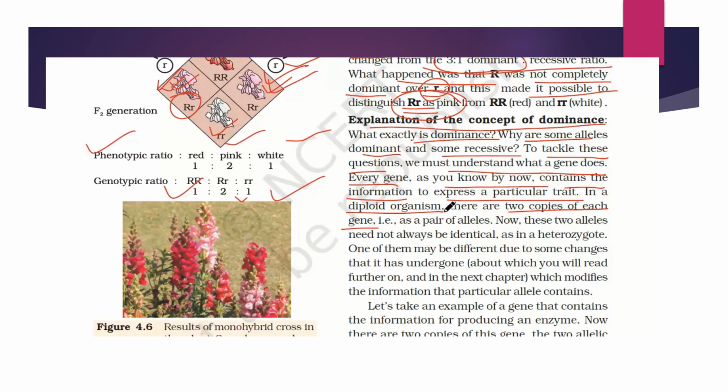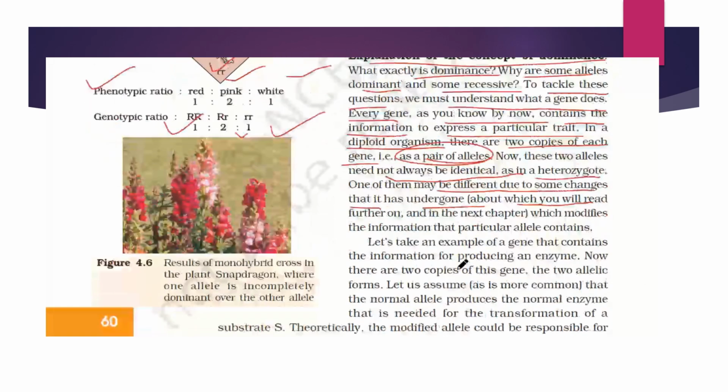We have already studied about a pair of alleles. They are always in pairs. Now these two alleles may not always be identical in a heterozygote. One of them may be different due to some changes, which you will read in the next chapters as well. So you will get modified information about the alleles there.